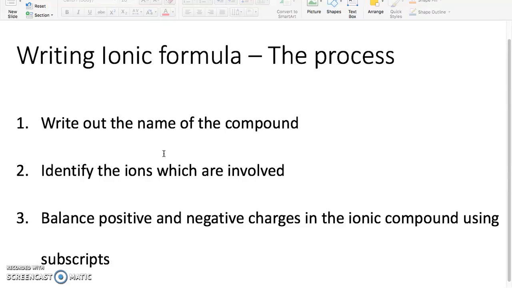To do this, there's a process when writing your ionic formulas. The first step is to write out the name of the compound clearly so you know what you're dealing with. The second step is to identify the ions which are involved. And the third step is to balance the positive and negative charges in the ionic compound using subscripts. The process is going to be shown over the next couple of slides for several examples.